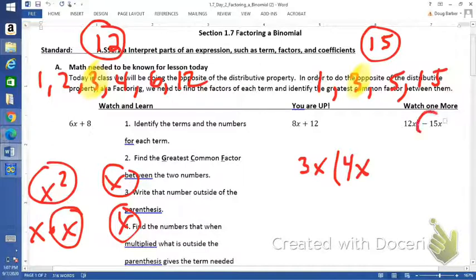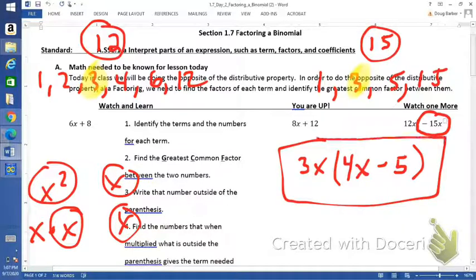3x times what gives us a negative 15x? 3 times negative 5, or I should say 3x times a negative 5 would give us a negative 15x. And so there's the factorization.